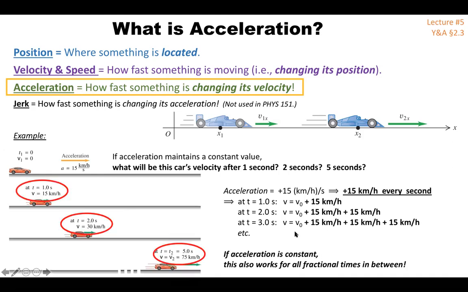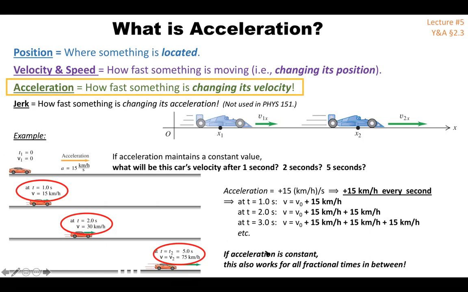Okay, I hope that you got 15, 30, and then if you do this 5 times, 75 kilometers per hour. Notice again, our initial velocity that we're starting with here is 0, so we're plugging in 0 for all these initial velocities. I'm sorry, this graphic is from a different book, so they used a 1 here instead of a 0, but these should be 0.